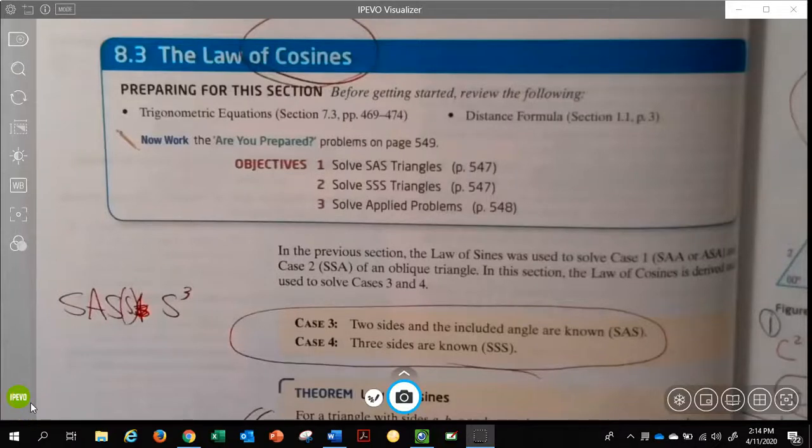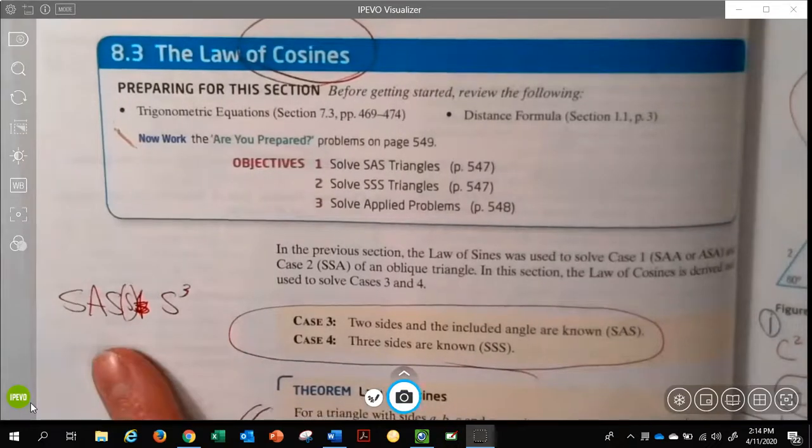So this is kind of a back overview of 8.3. You've already listened to the author of the textbook give an explanation for side-angle-side and side-side-side and how to find the rest of the parts of those triangles. I want to go back around and just tie up some of the loose ends.